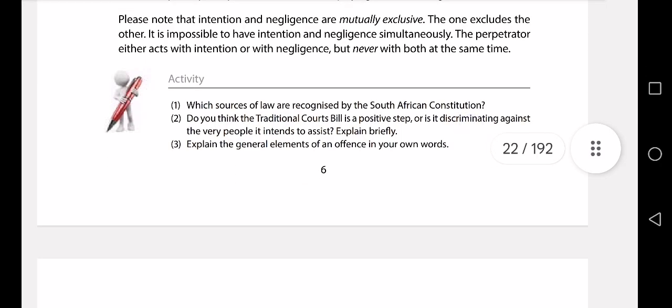Activity. Which sources of law are recognized by the South African Constitution? Do you think the Traditional Courts Bill is a positive step, or is it discriminating against the very people it intends to assist? Explain briefly. Explain the general elements of an offense in your own words.